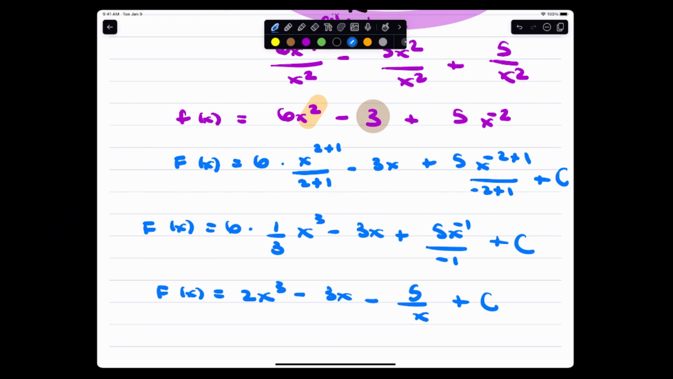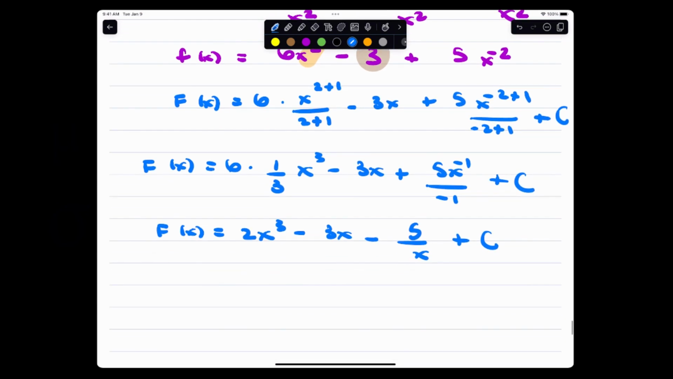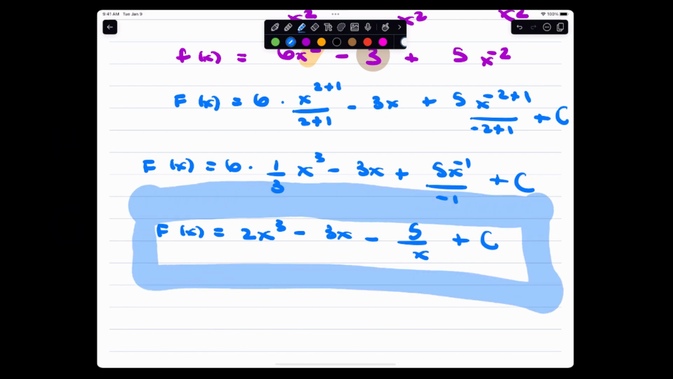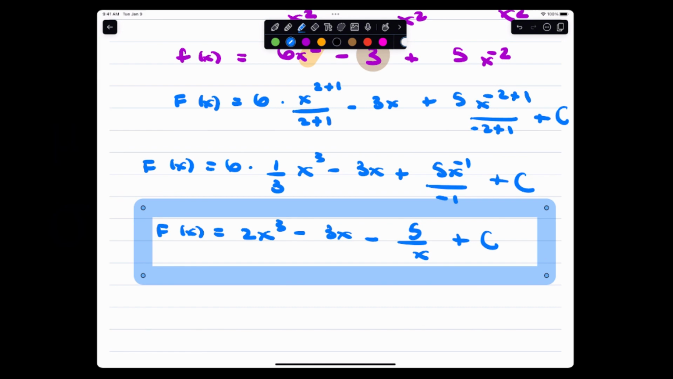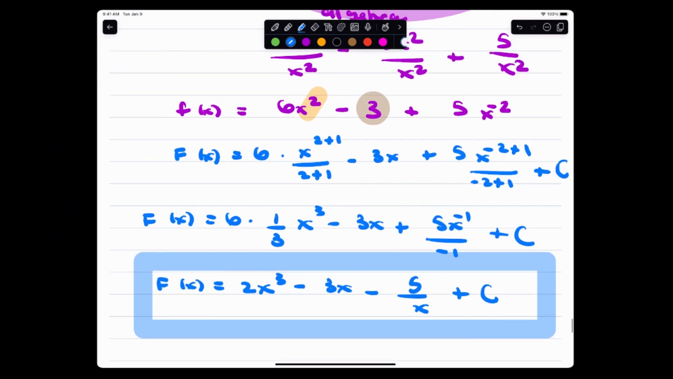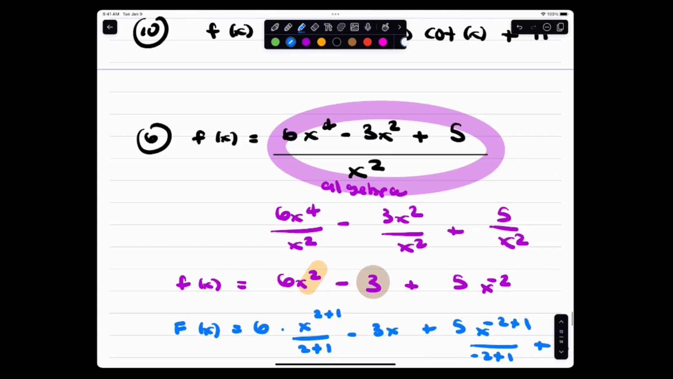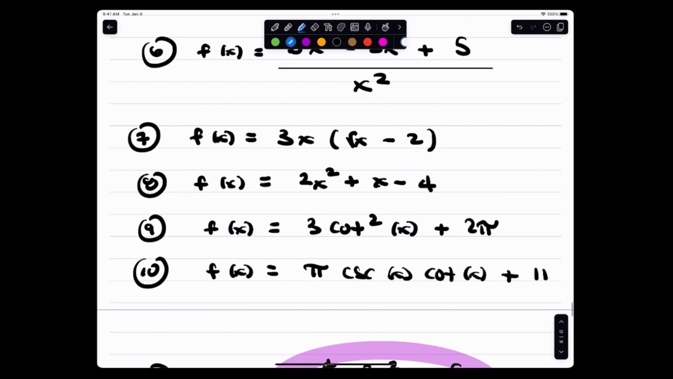All right. What do you guys think? Is that okay? Was that easy peasy lemon squeezy? Is that too bad, you guys think? Not too bad? Antiderivatives?